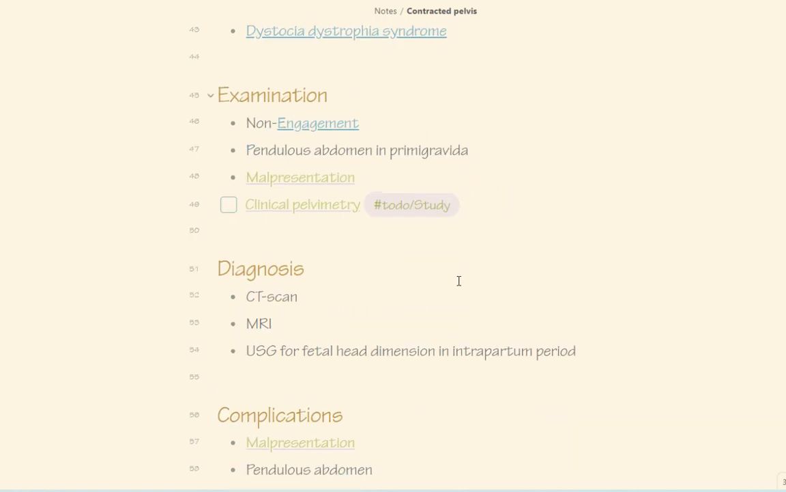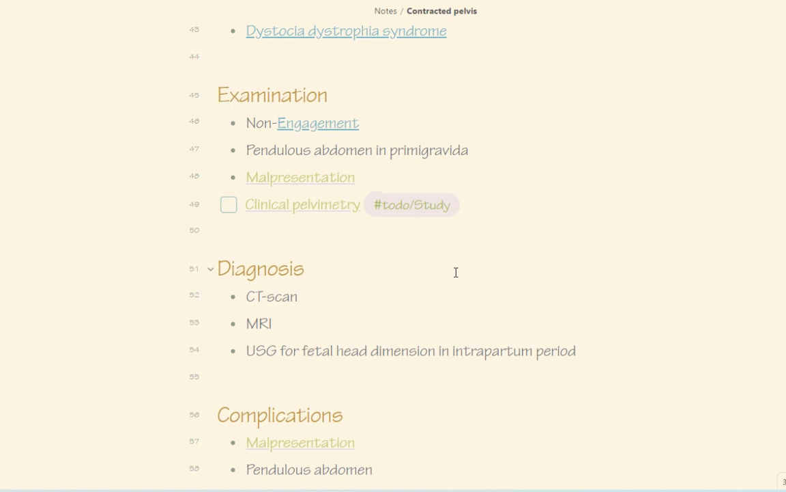So how will you find out that the female has contracted pelvis? During delivery or during late pregnancy, there may be non-engagement, or the abdomen is pendulous in a primigravida, or there is malpresentation. One of the risk factors for malpresentation is contracted pelvis, because the baby's head cannot engage into the pelvic cavity. Fourth, one of the ways to find out is clinical pelvimetry, which we will cover, a very important topic.